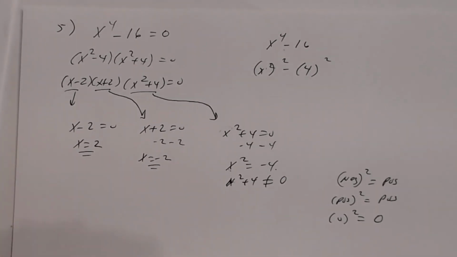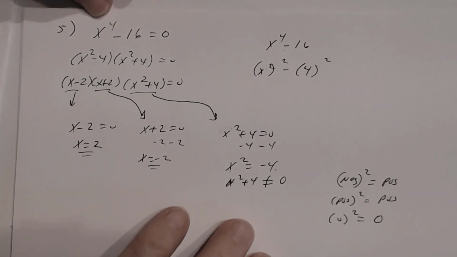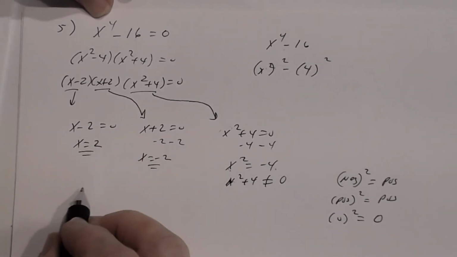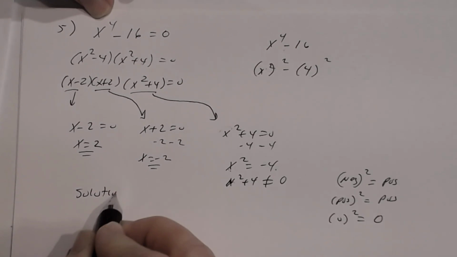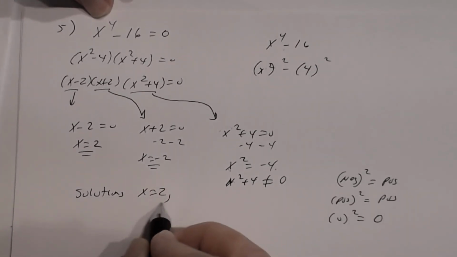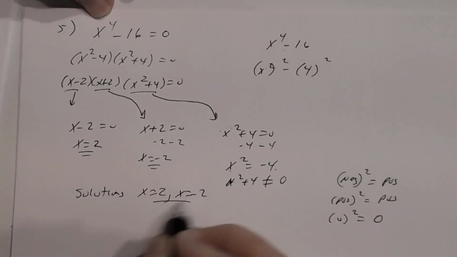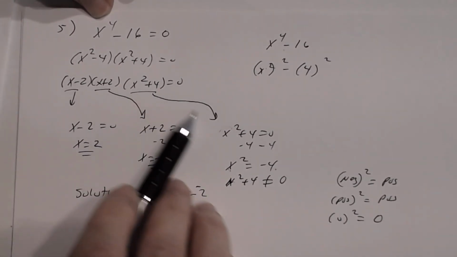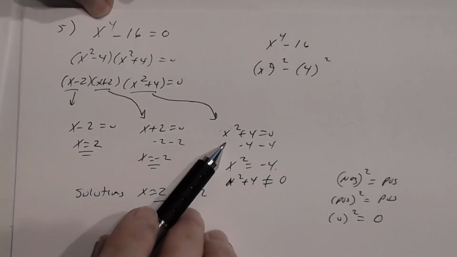So that means that the only solutions I'm going to have will be these two. Those are the only solutions. So the solutions are only x equal 2 and x equal negative 2. This right here is not going to give me any solutions because that's never going to be 0.